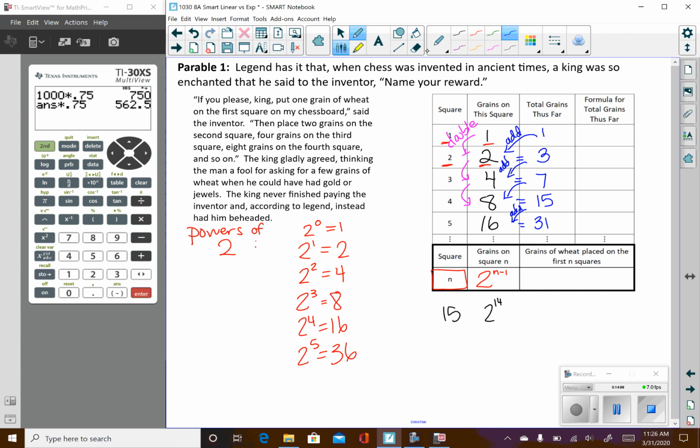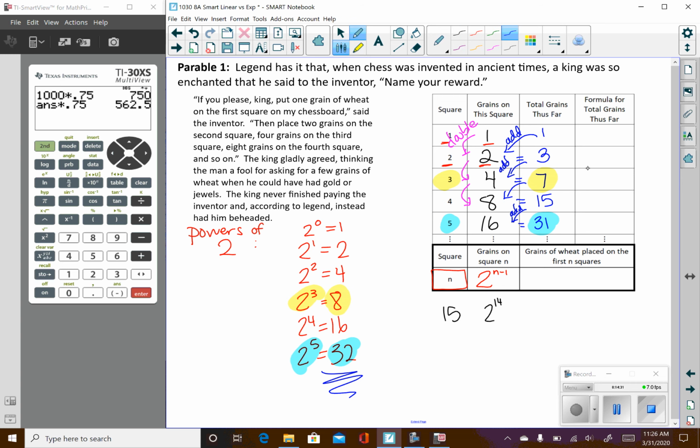Oh my gosh, look at my brain. I wrote a 36 there and I didn't even notice it. 32. Okay, so you might notice that these numbers that I wrote in blue, they don't match this list. But on the 5th day, I have 31, and 2 to the 5th is 32. So it's 1 less. And let's look at the 3rd day. On the 3rd day, we have 7 total. Well, that's just 1 less than 2 to the 3rd.